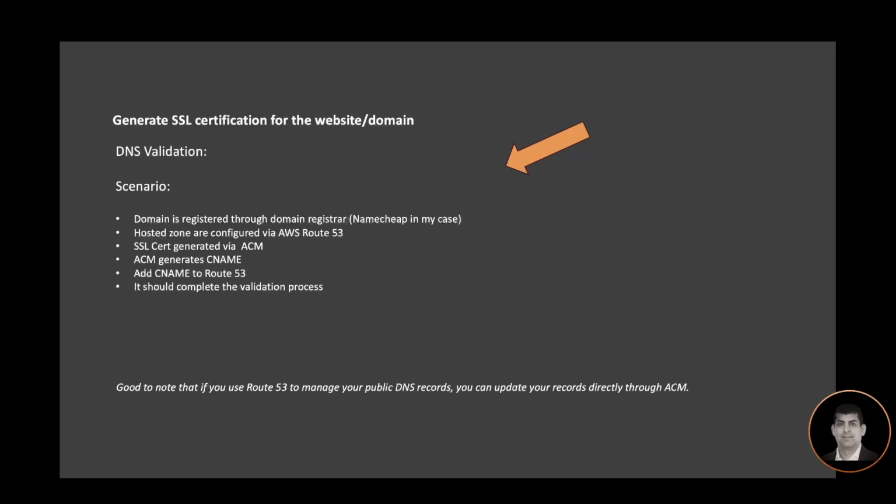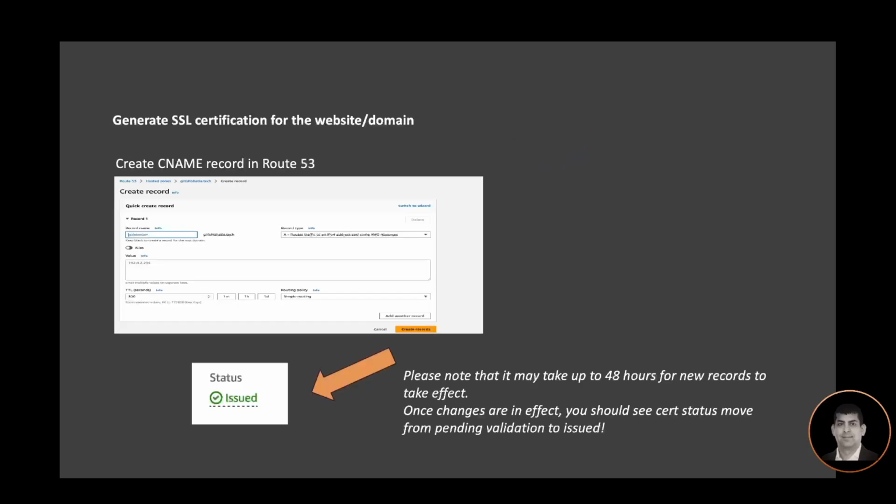Now, it's good to note that if you use Route 53 to manage your public DNS records, you can update your records directly through ACM. Since I'm using Namecheap, I have some additional steps here. So I'm creating a CNAME record in Route 53. And once I add the CNAME record, I can see the status is issued. Please note that it may take up to 48 hours for the new record to take effect. Once changes are in effect, you should see the certificate status move from pending validation to issued.